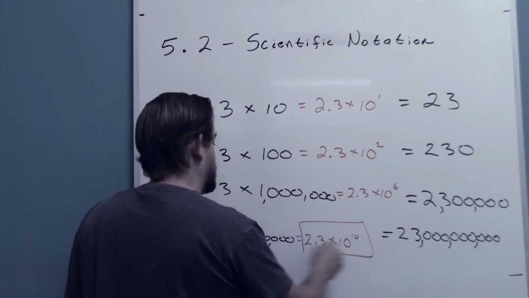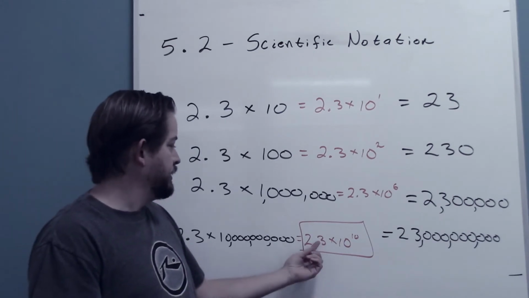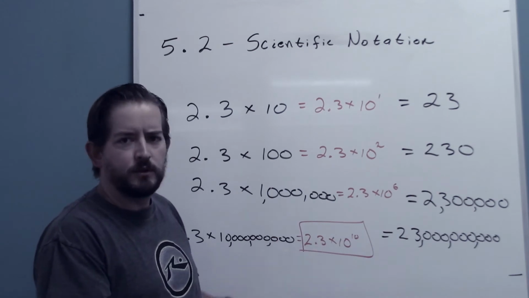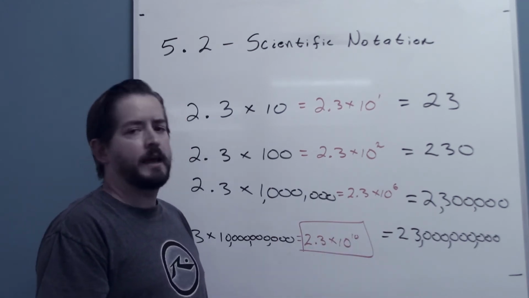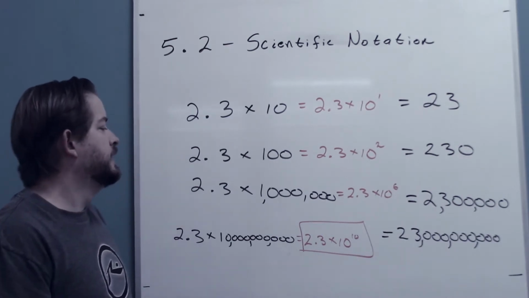And this number is in scientific notation. It's easier to read. It's just a 2.3 that gives you kind of the magnitude of the number, or the value of your first digit places. And then this times 10 to the 10 gives you the magnitude, right? So that's the power of the scientific notation.